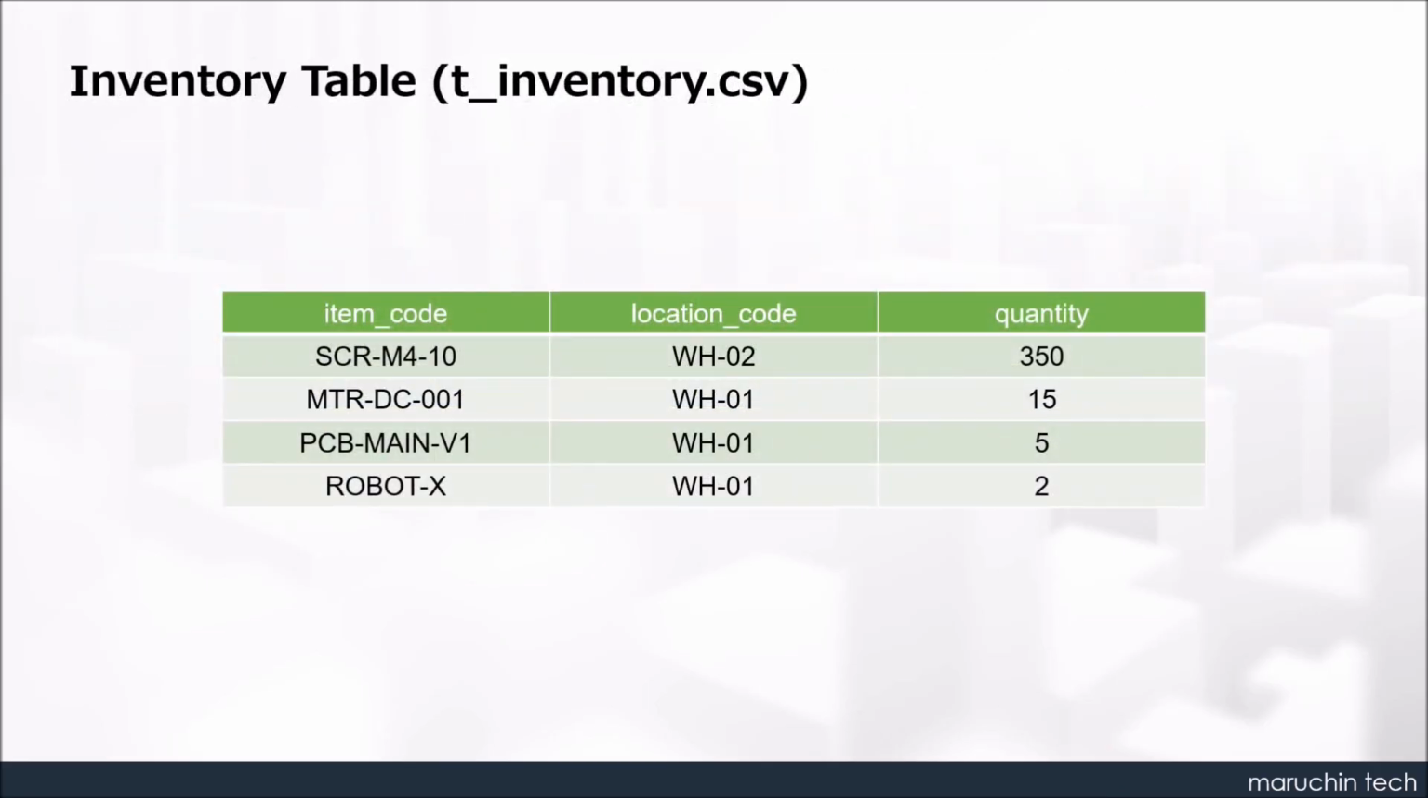Finally, we have the inventory table. This represents the current stock information. We will use this table to explain table joins and inventory calculations. That covers the list of sample data we will use. Throughout the course, we will perform data processing on this data using SQL and Python.